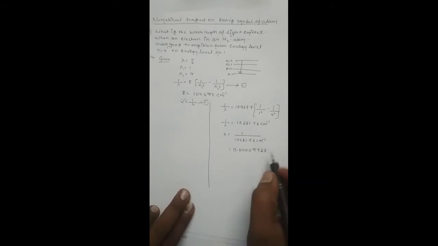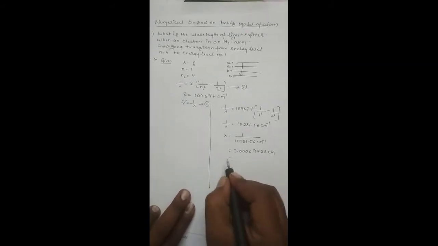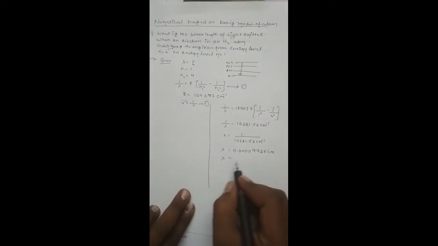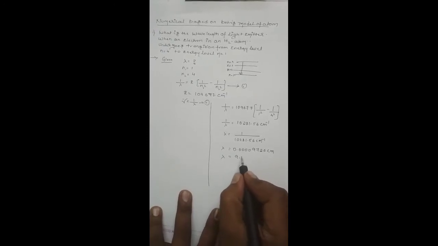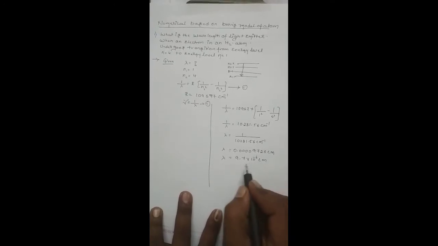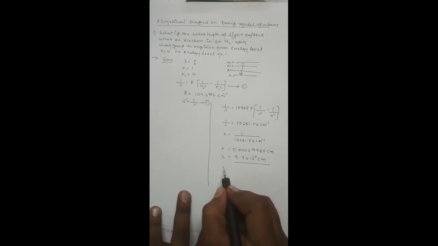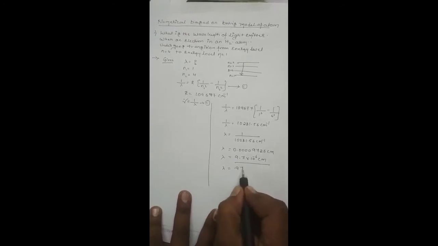We will get 0.00009726 centimeter. Converting, we can write 9.7 into 10 to the power of minus 6 centimeters. If you want to keep in centimeters, it's okay, or we can keep in nanometers. Lambda is equals to 97 nanometers. So that is one method. Another method is there.